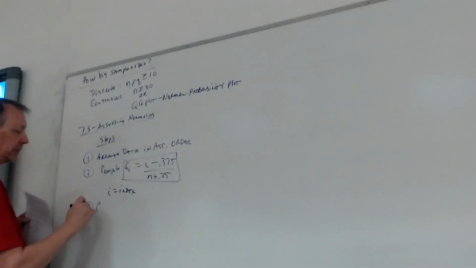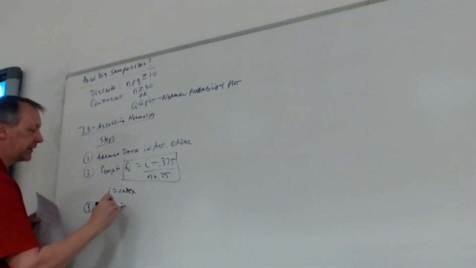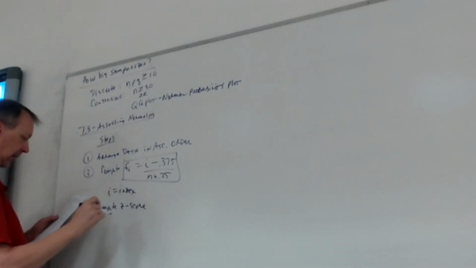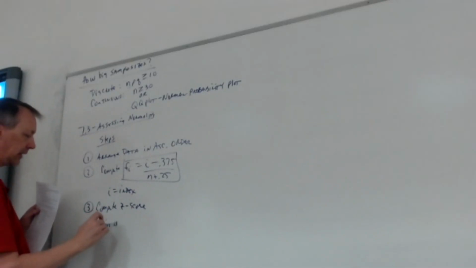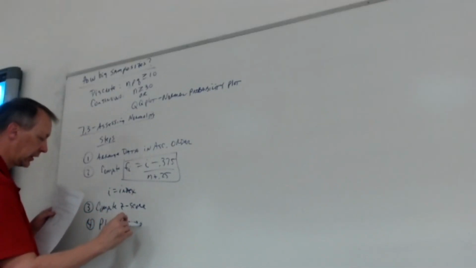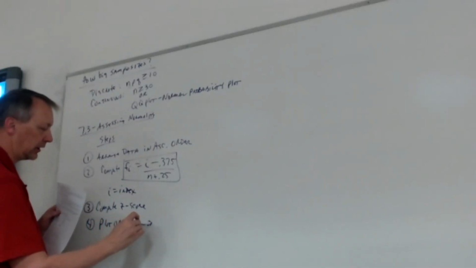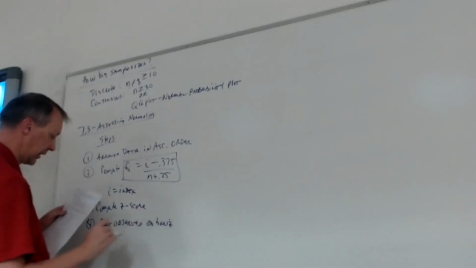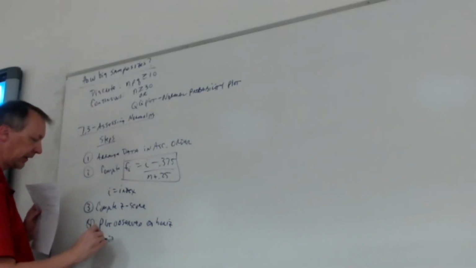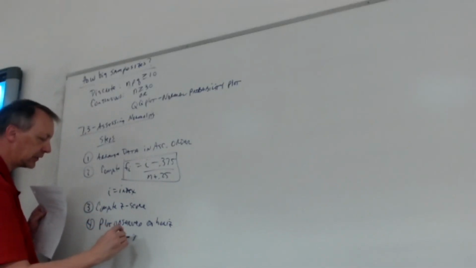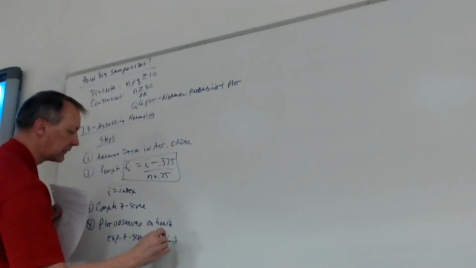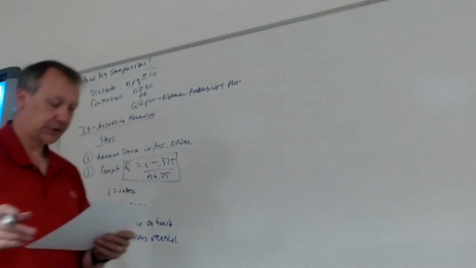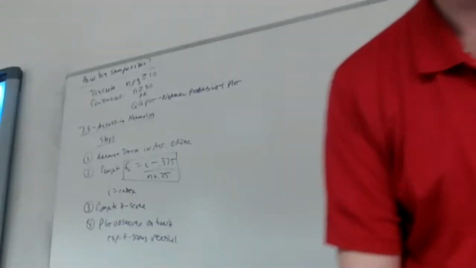Step number 3 is compute the z-score. And number 4 is plot the observed values on the horizontal and the expected z-scores on the vertical. Okay, so let's do an example here.